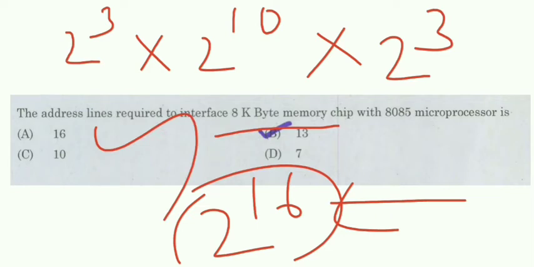So the answer is 16. Option A is the right answer. Don't think it is B, it is A. I have 8 KB: 8 is 2 power 3, K is 2 power 10, and byte is 2 power 3. So the answer is 16.